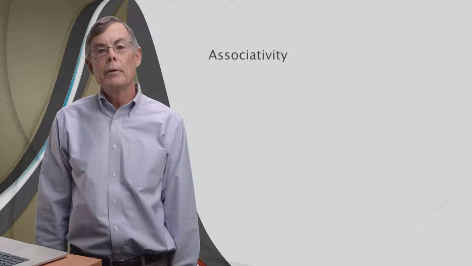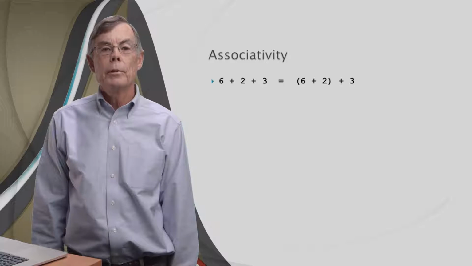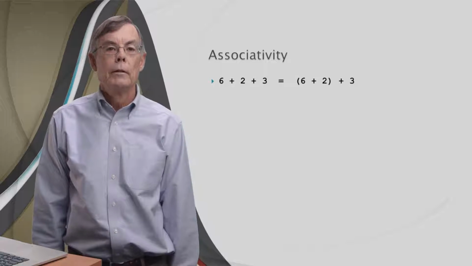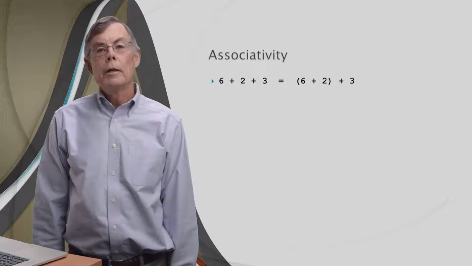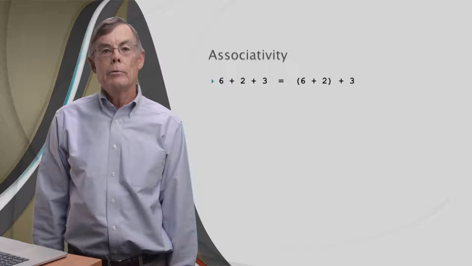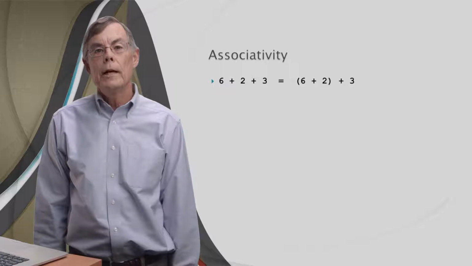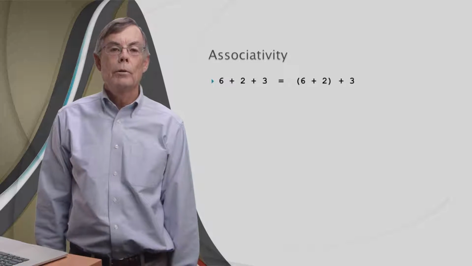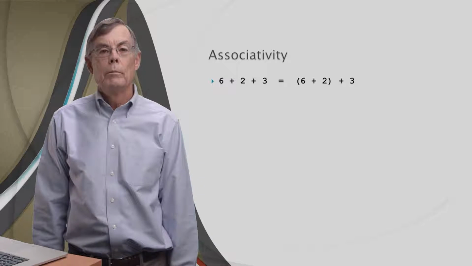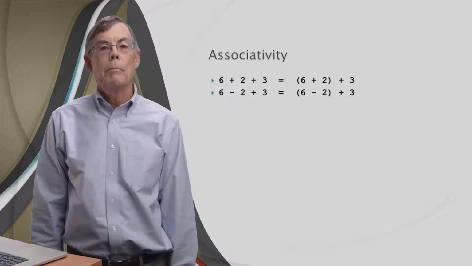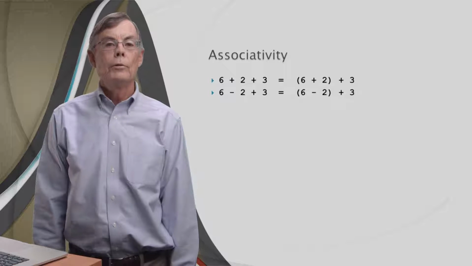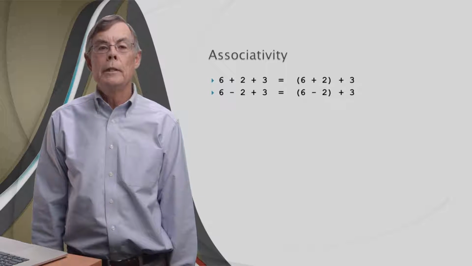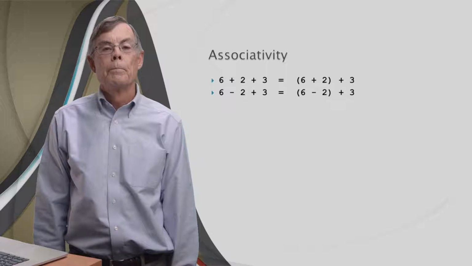Associativity is simpler than precedence, and we'll start with a very simple example. 6 plus 2 plus 3. A computer can carry out only one operation at a time, so it adds the 6 to the 2 to get 8, and then it adds the 3 to 8 to get 11. The order is left to right. Simple, but what about this? 6 minus 2 plus 3. Which goes first, the minus or the plus? We need to know because the results will be different, 7 or 1.